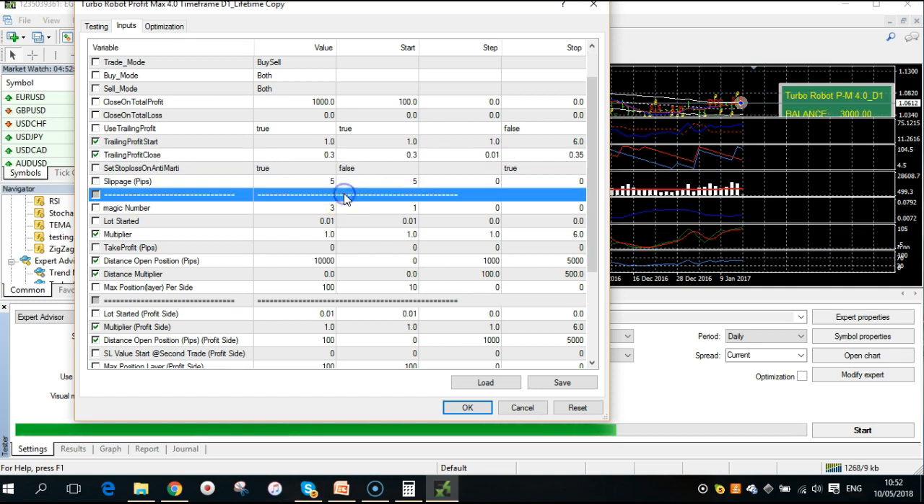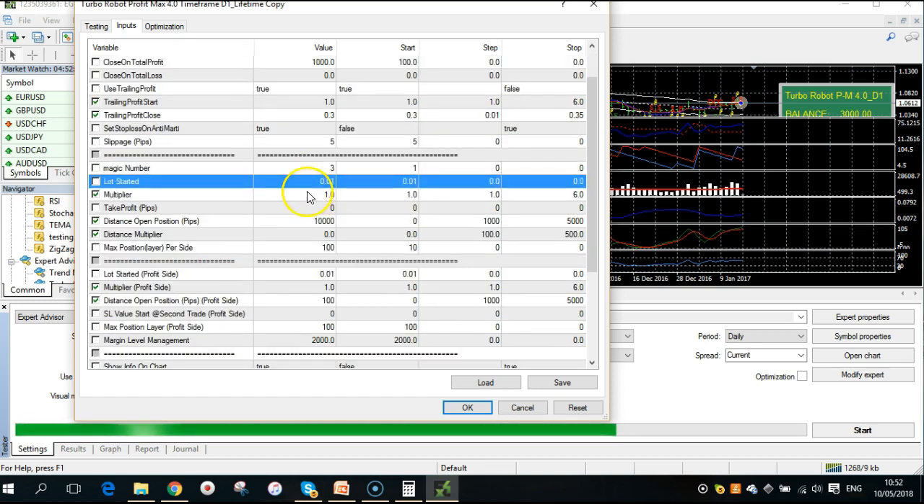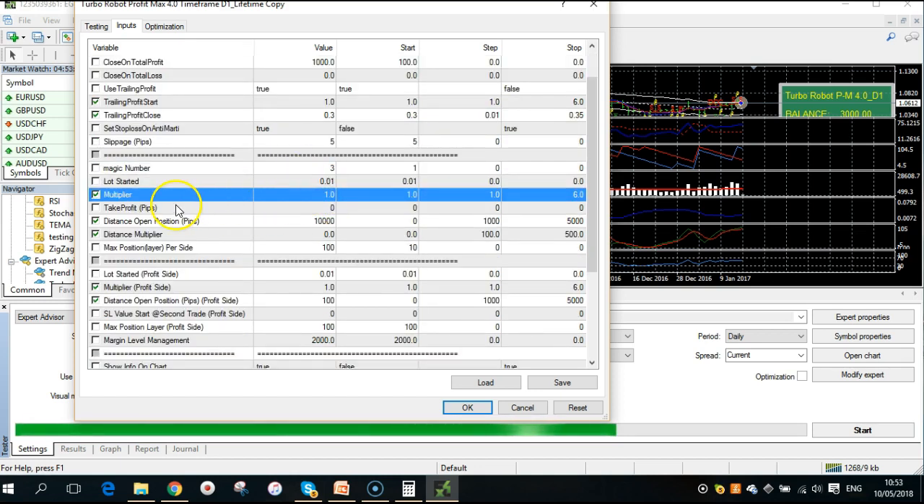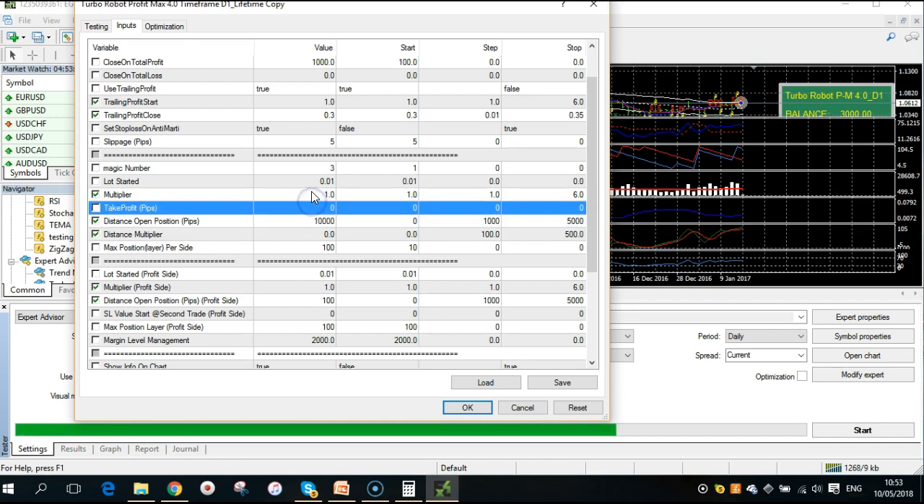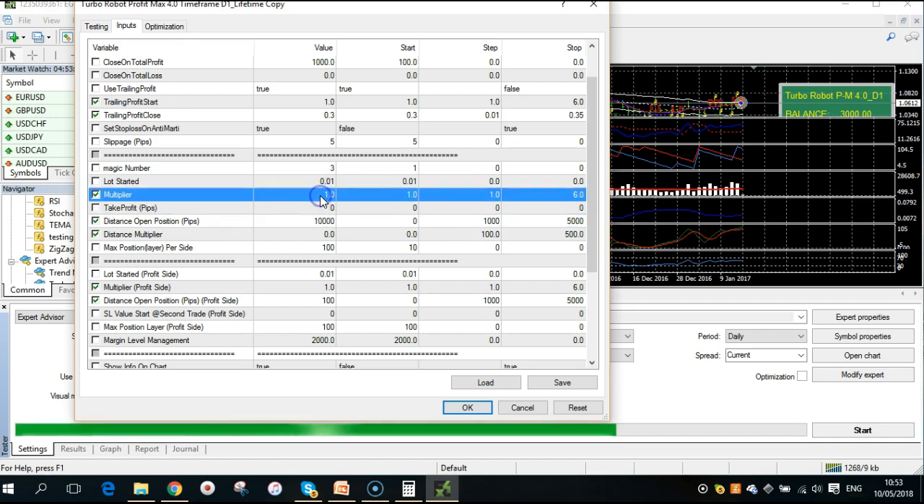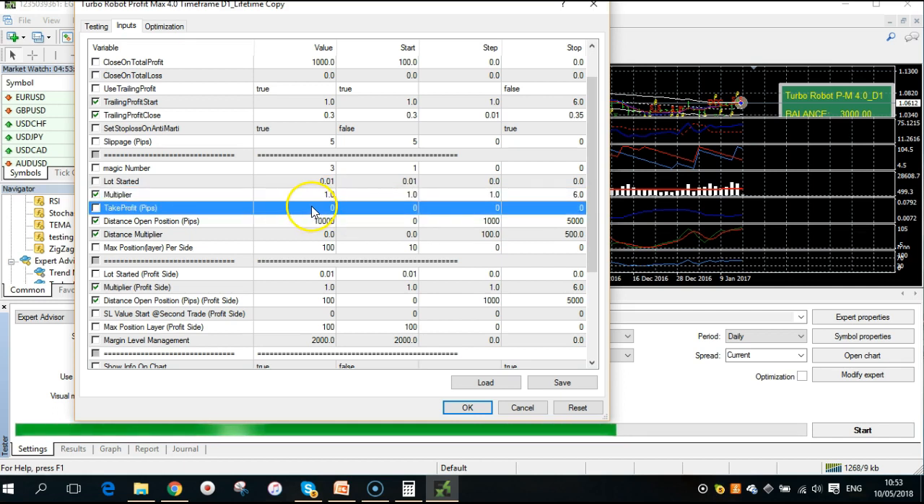All right. And then next is starting lot size, same. Then multiplier, just leave it as 1. Because if you leave it like 0, the EA or the robot will have an error. It's because it's calling for something. All right, so make sure.